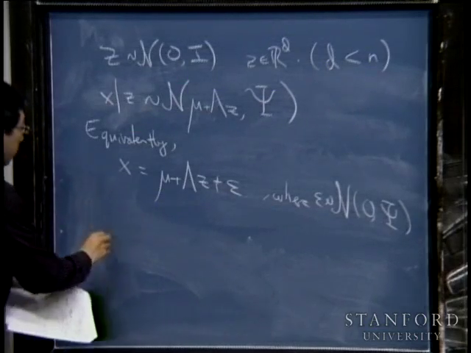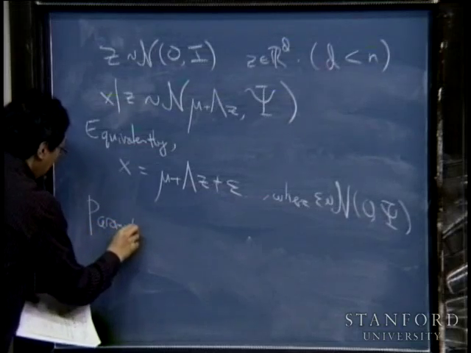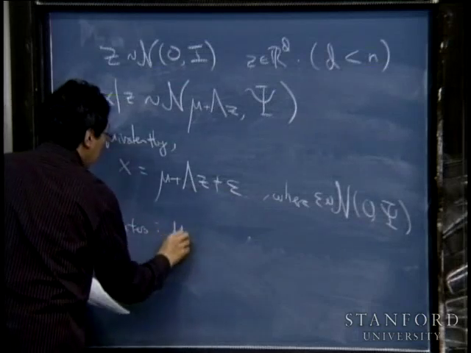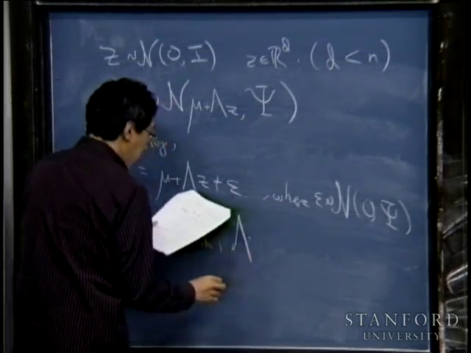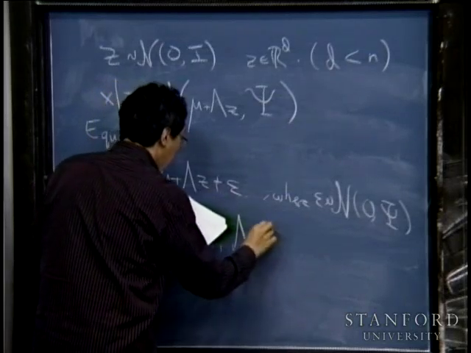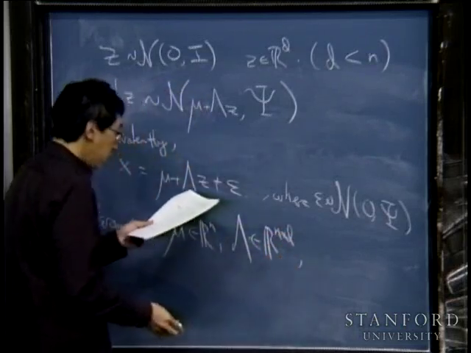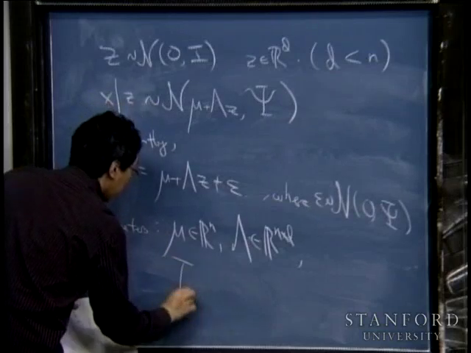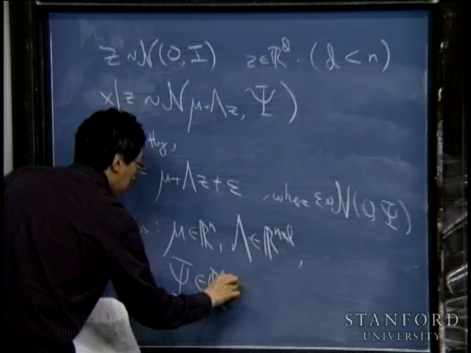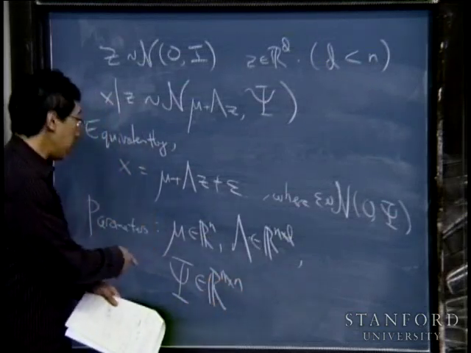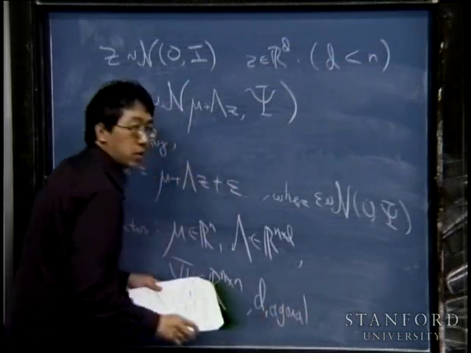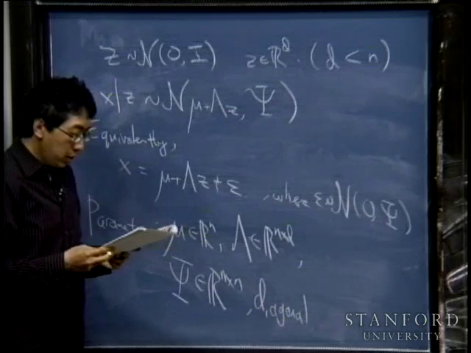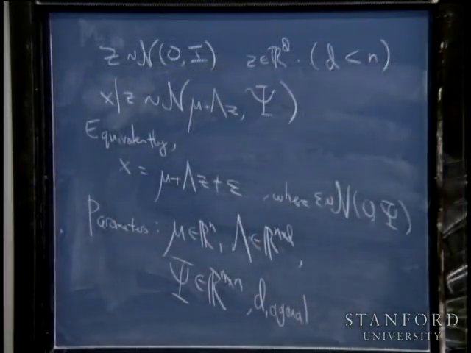And so the parameters of this model are going to be a vector mu, which is n-dimensional, a matrix lambda, which is n by d, and a covariance matrix psi, which is n by n. And I'm going to impose an additional constraint that psi is diagonal. Okay? So that was the formal definition. Let me give a couple of examples to make this more concrete.